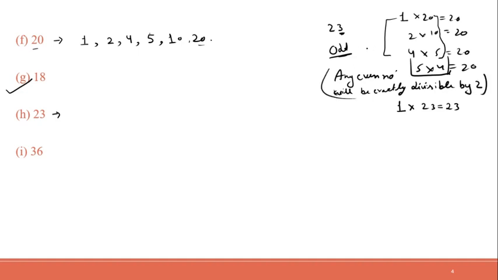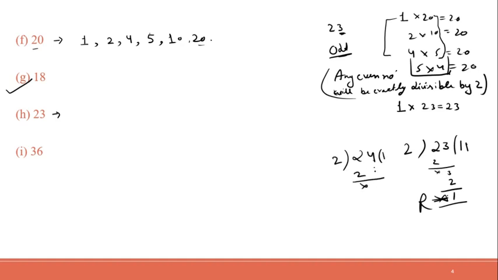Got it? Now let me give this example to you. If it is 23 here and I divide it by 2, then one is the remainder here, right? But if it is 24, then 2 into 1, 2, and this 4. 2 into 2 is 4 again. That means it is leaving no remainder. So we can say that every even number will be exactly divisible by 2. Okay. So 23 is an odd number.